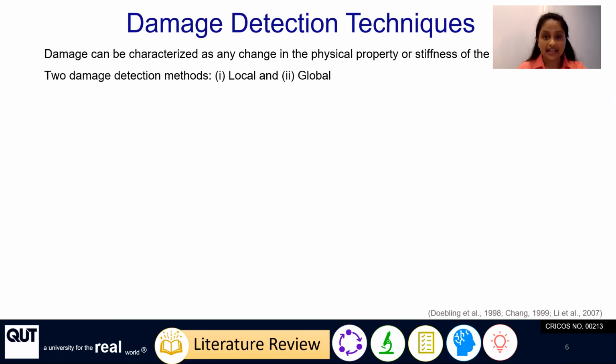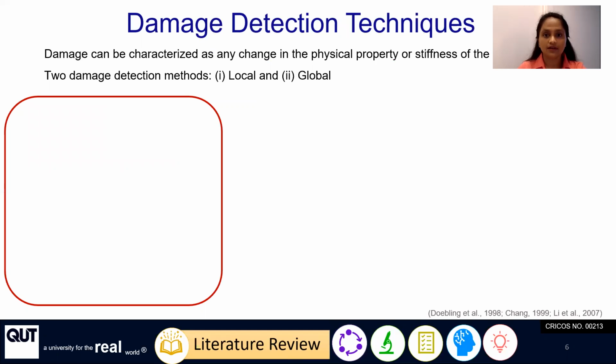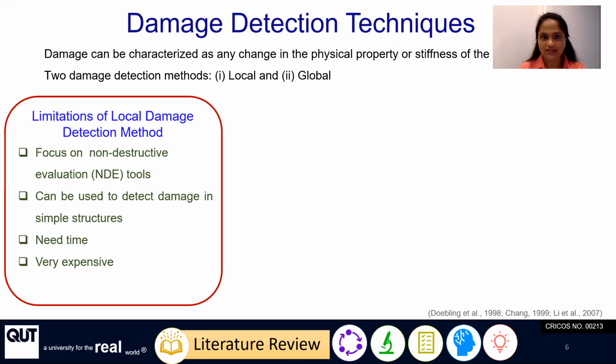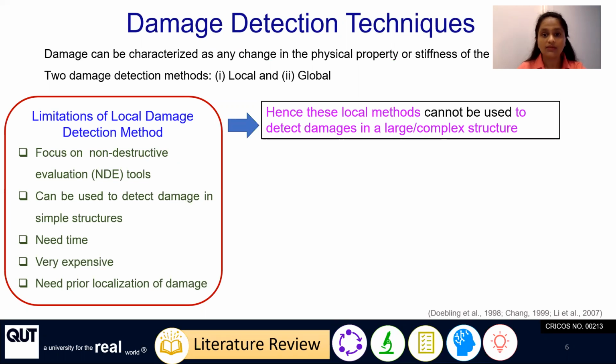Damage can be categorized as any change in the physical property or stiffness of the structure. There are two types of damage detection method. The first one is local damage detection techniques, and the second one is global damage detection techniques. Let's talk about the local damage detection techniques. Local damage detection methods are focused on non-destructive evaluation tools. They can be used to detect the damages in simple structures, and they need a lot of time. They are very expensive, and they need prior localization of damage. Therefore, these local methods cannot be used to detect the damages in large or complicated structures like cooling towers.